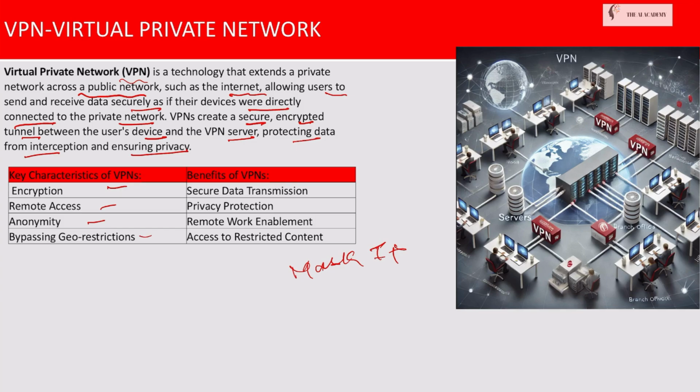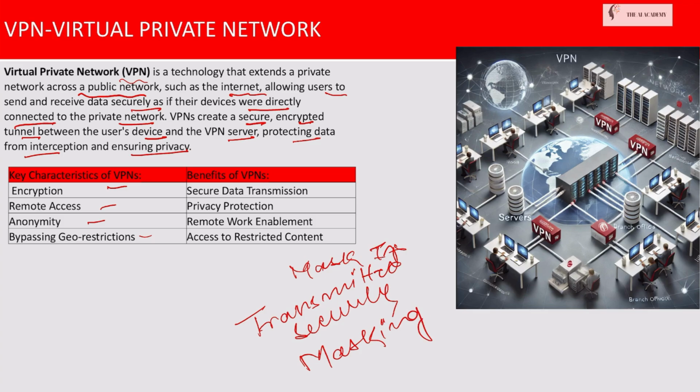VPNs allow users to access content and services that may be restricted based on geographic location by routing traffic through servers in different regions. VPNs ensure that sensitive data, such as financial transactions and personal information, is transmitted securely over the Internet. By encrypting data and masking IP addresses, VPNs protect users' online privacy and prevent tracking and surveillance.